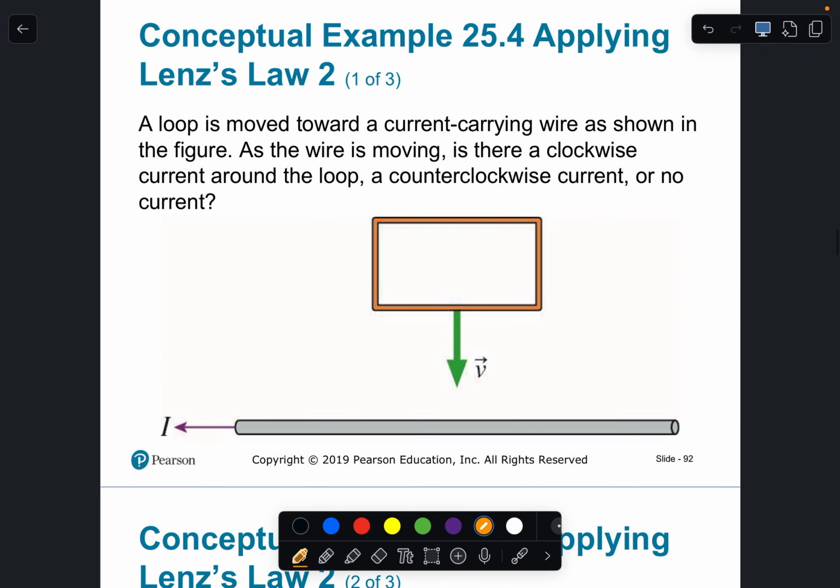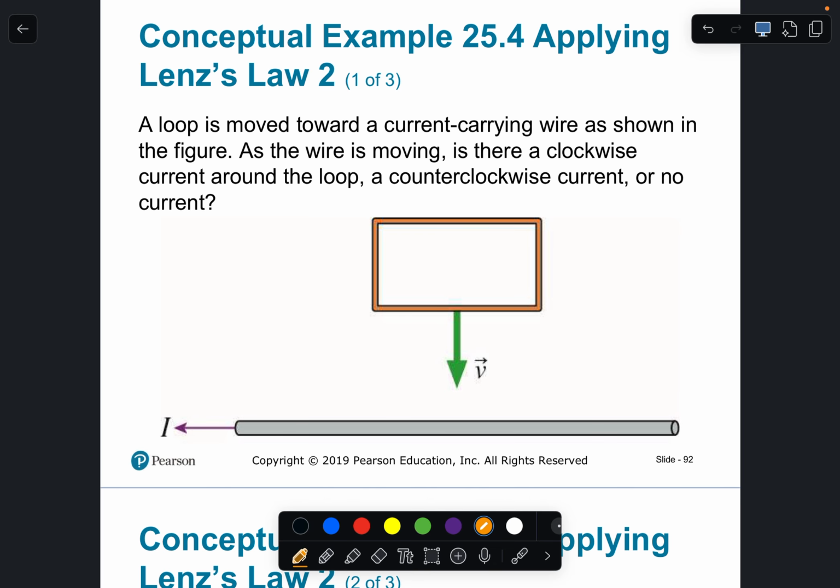Okay, here's a good one, I like this one. So, concepts on concepts. We're bringing a wire loop towards a wire. Okay, so what's going on here? Is there going to be a flux?